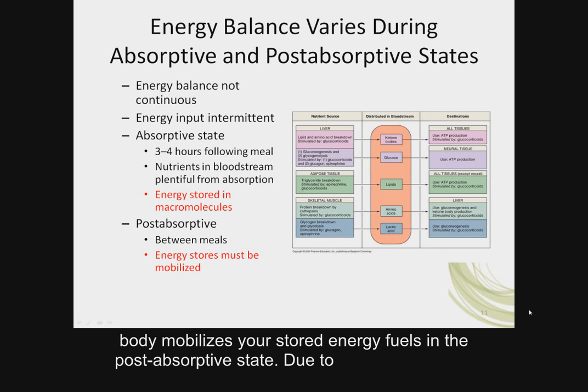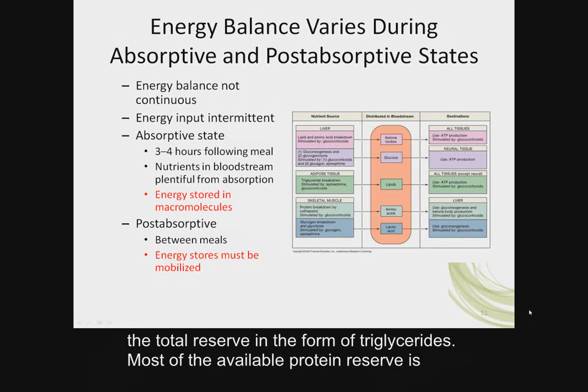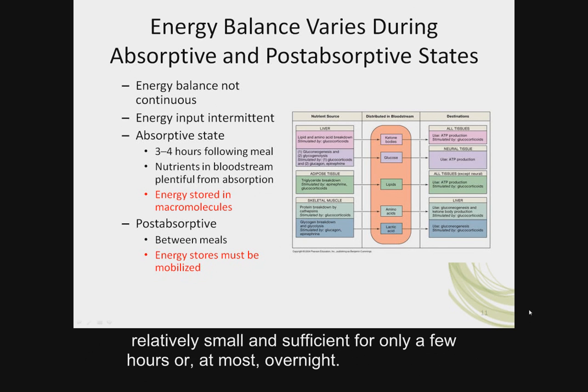Due to its high energy content, the adipose tissue represents a disproportionate percentage of the total reserve in the form of triglycerides. Most of the available protein reserve is located in the contractile proteins of skeletal muscle. Carbohydrate reserves are relatively small and sufficient for only a few hours or, at most, overnight.